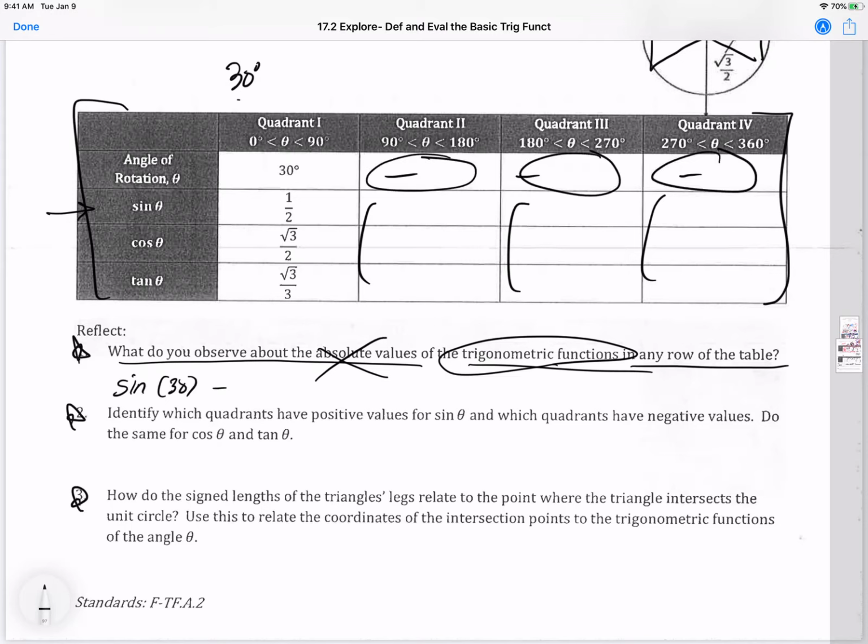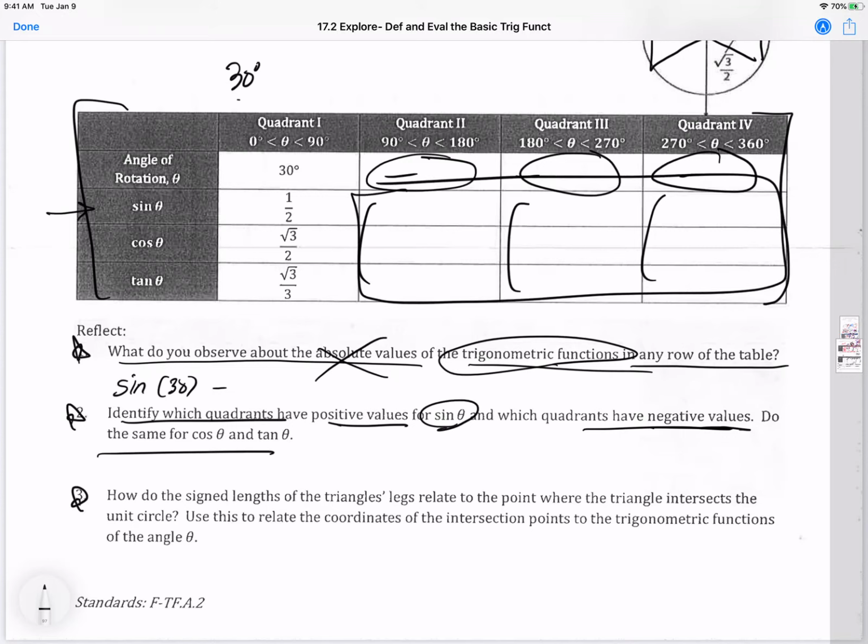Identify which quadrants have positive values for sine, which have negative values. Do the same for cosine and tangent. Again, that's basically what this portion was about. In which quadrant is it going to be positive for sine? Which quadrant was positive for cosine? For quadrant 1, everything is positive, so we don't really have to worry about that. But for quadrant 2, 3, and 4, it gets a little bit tricky.